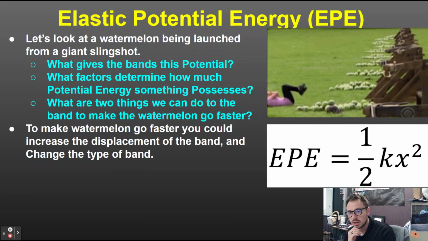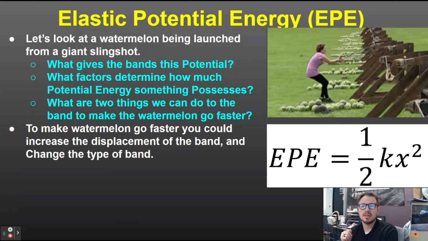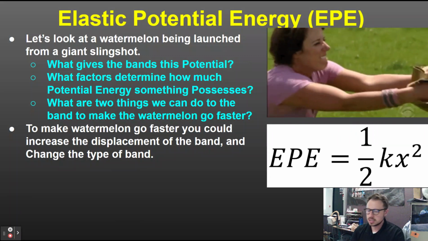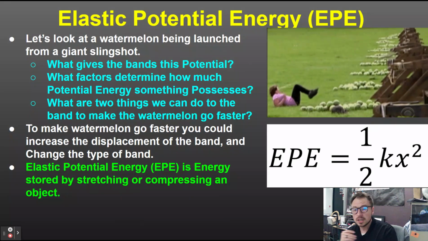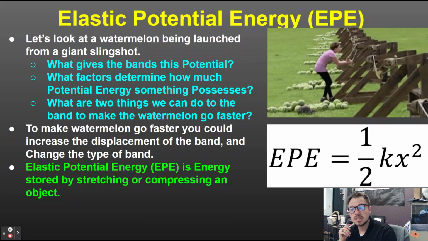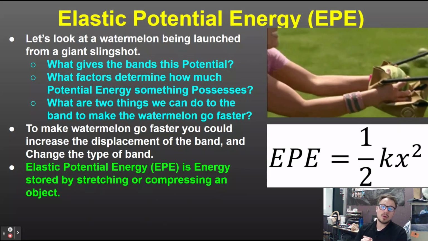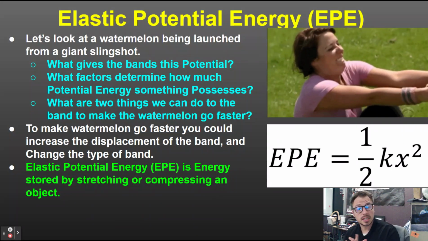So to make that watermelon go faster, you could increase the displacement of the band, like how far back it's stretched, or you could change the type of band, maybe get a thicker band. So elastic potential energy is energy stored by stretching or compressing an object. It's also compressing an object as well.